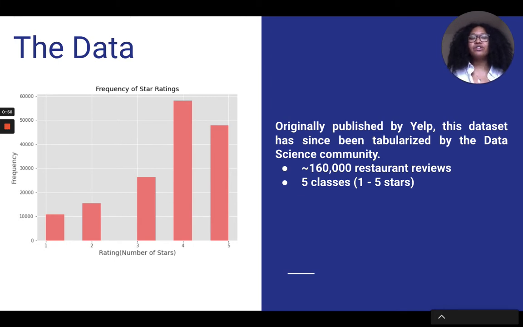qualities. After filtering, I was left with about 160,000 restaurant reviews with 5 classes, these classes being the 1 to 5 star ratings. And we can see here on the left that we had quite a class imbalance, with the majority of users rating restaurants 4 or more stars. So I consolidated these 5 classes into 3: good, bad, and neutral reviews.